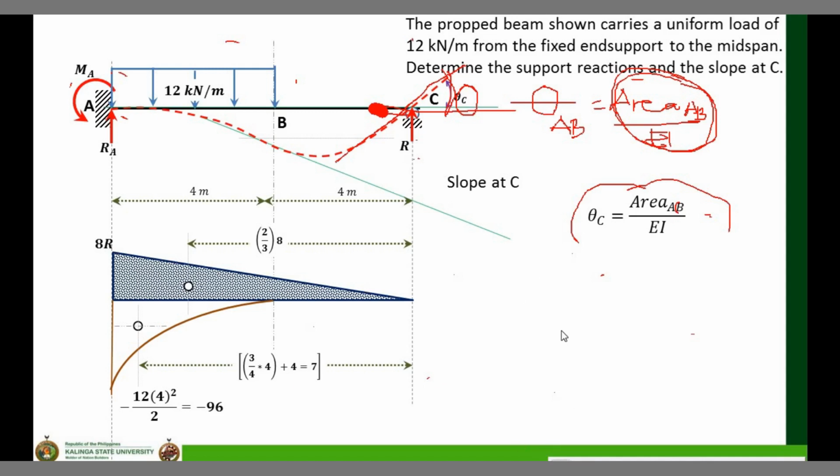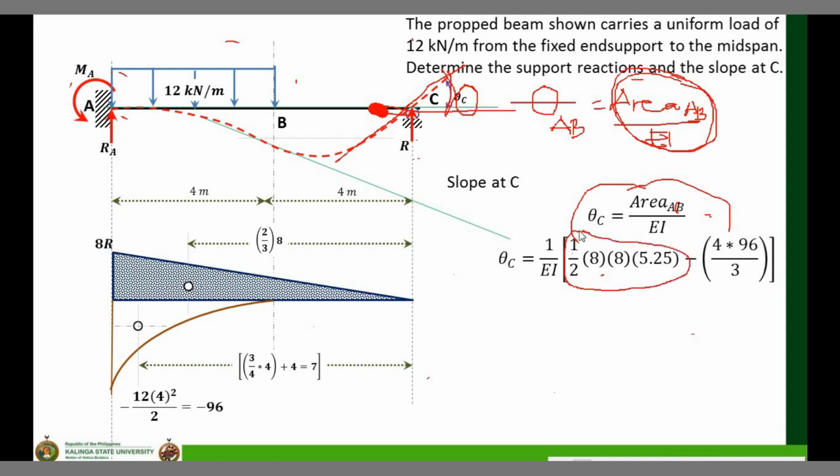The area between A to C is this one. Here, 1/2 times 8 times 8 times this one, that is the area of your triangle. And this one is the area of your spandrel. Therefore, the slope at C is equal to 40 over EI.